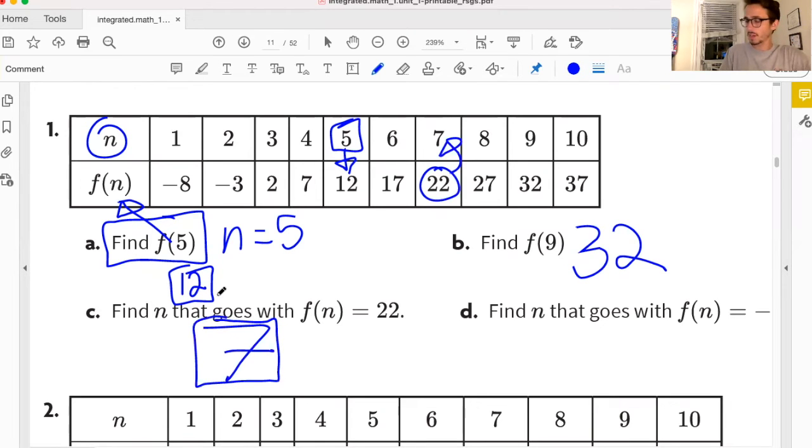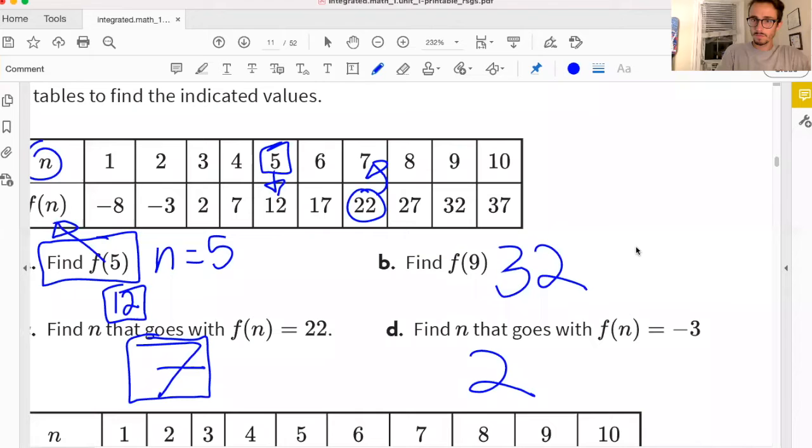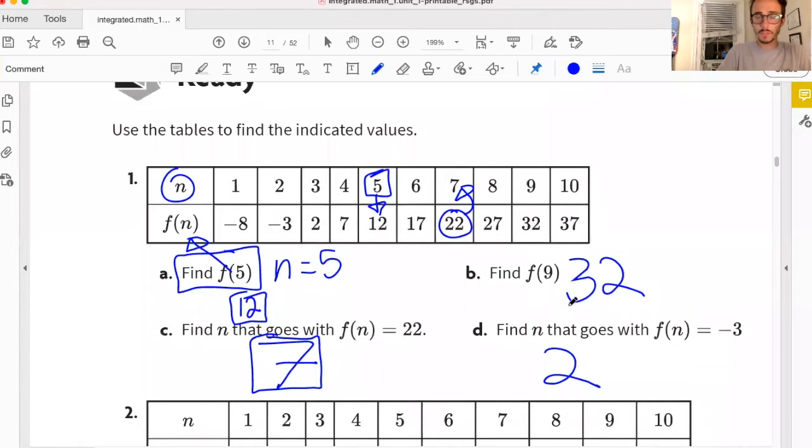If we were speaking sign language, 7 would be this. So there you go. Take a moment, try part D. All right, so hopefully you said it was 2. I don't think this problem's too tough. Just use the table. Know that n is the top row, f of n is the bottom row. We'll see you on the next set of problems.